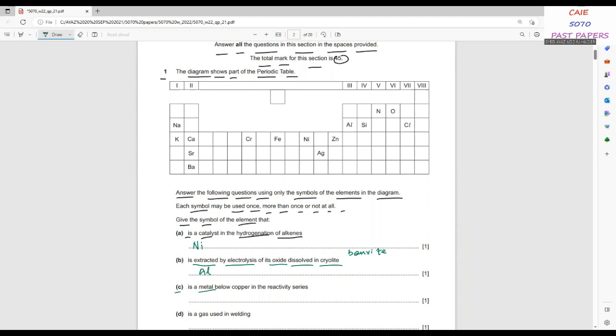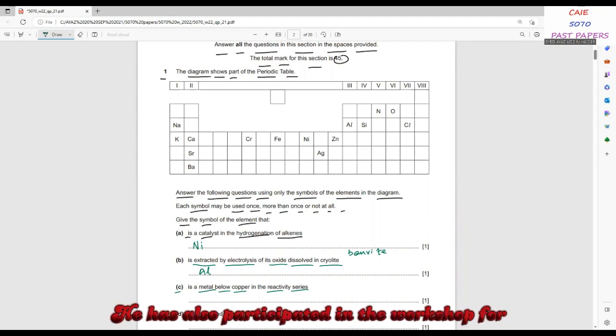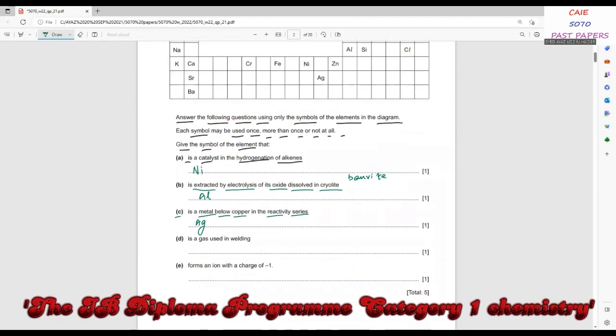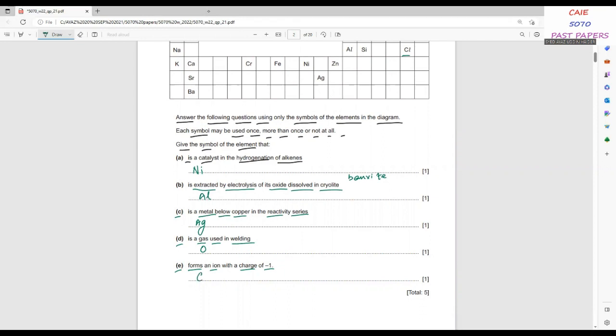C is a metal below copper in the reactivity series. The only metal we can see here which is below copper in the reactivity series is Ag. Ag is silver. D is a gas used in welding. Oxygen is used in welding, so you write the symbol O here. E forms an ion with a charge of -1. We have only one element which forms a -1 ion after gaining one electron, so we write the symbol Cl.